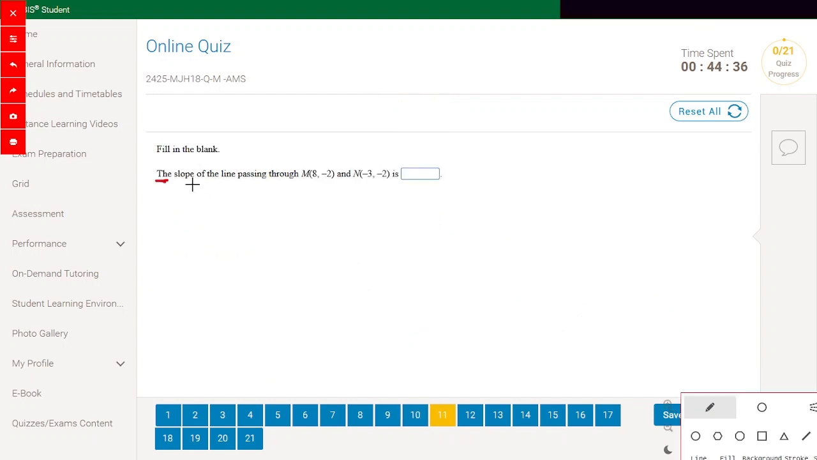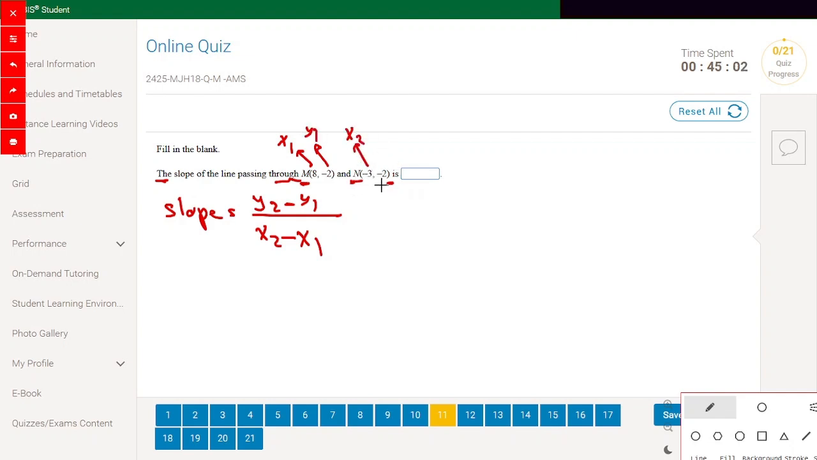Fill in the blank, the slope of the line passing through M and N is. Now the slope will be equal to y2 minus y1 divided by x2 minus x1. For point M, minus 2 is y1, and for point N, minus 3 is x2, and minus 2 is y2. So let's substitute.